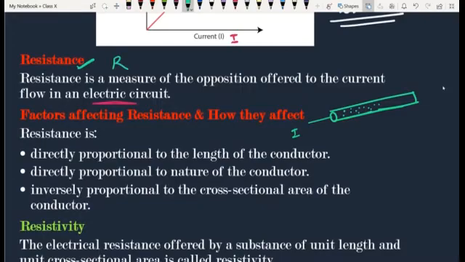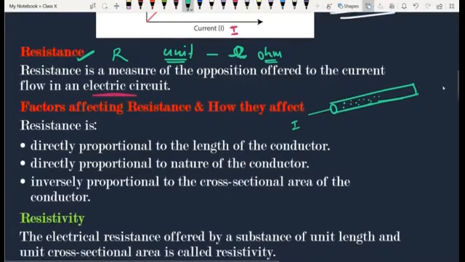It is denoted by capital R, and the SI unit of resistance is ohm. It is represented by this symbol and is called ohm. So this is about resistance.